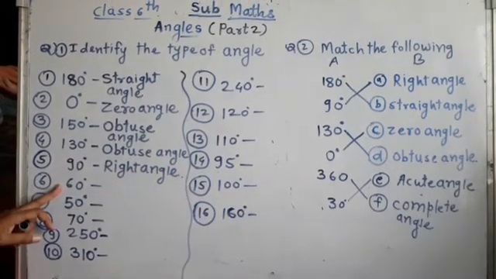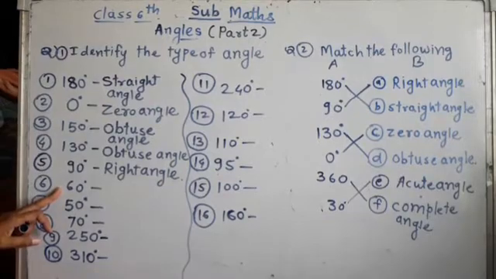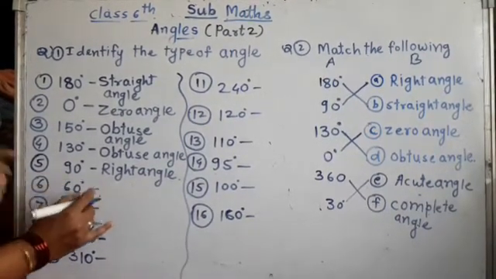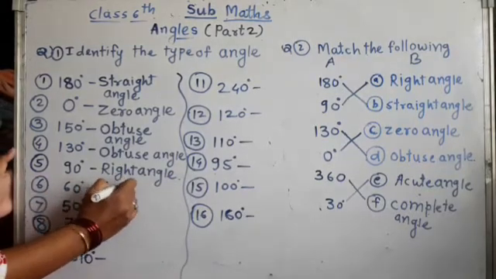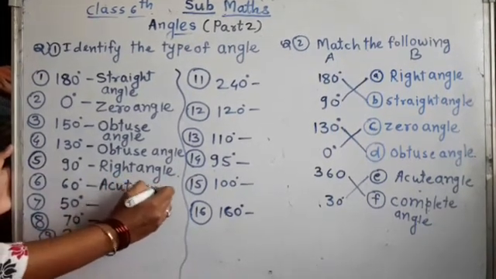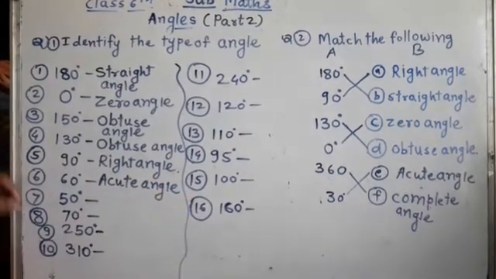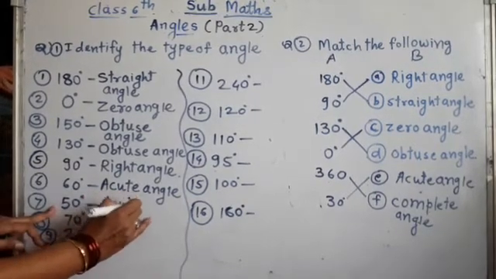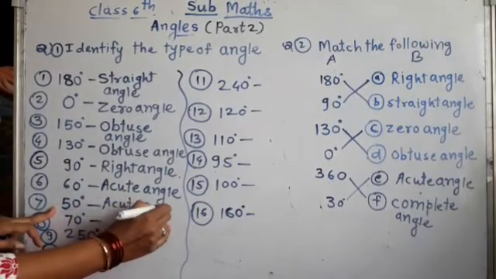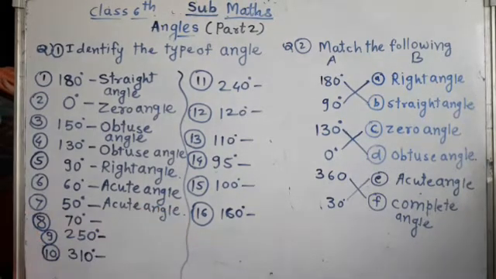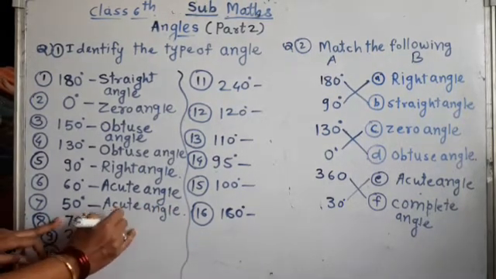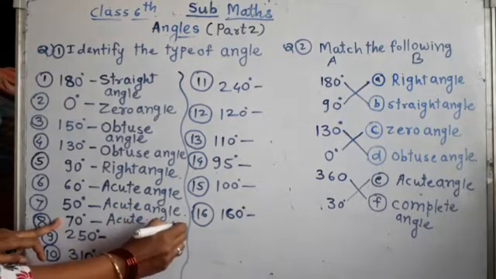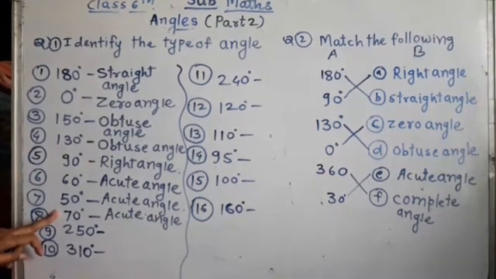60 degree. This is less than 90 degree and greater than 0 degree. So it is called an acute angle. This type of angle is an acute angle. Next, 50 degree. This is also an acute angle. Why? Less than 90 degree and greater than 0 degree. Same angle, acute angle, same reason, less than 90 degree, greater than 0 degree.